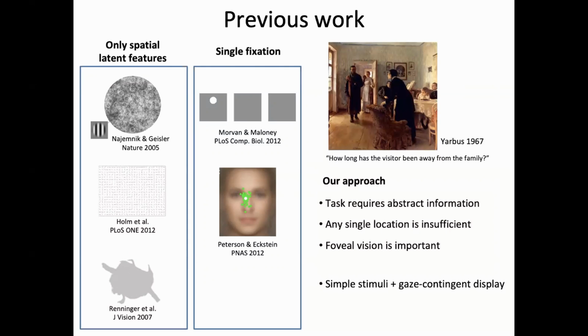To keep the task natural yet mathematically tractable, our approach to include these properties is to construct simple stimuli and use a gaze contingent display to control the information participants can get with each fixation. This allowed us for the first time to find the fixation by fixation efficiency of each eye movement and allowed quantitative comparison to the optimal active sensor.